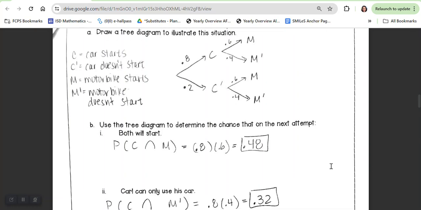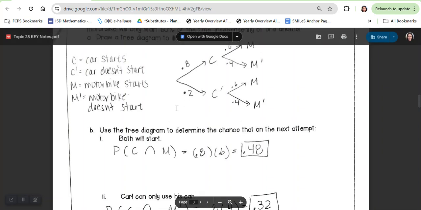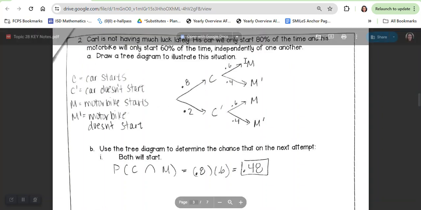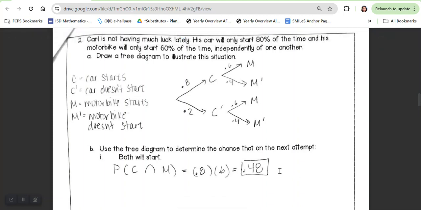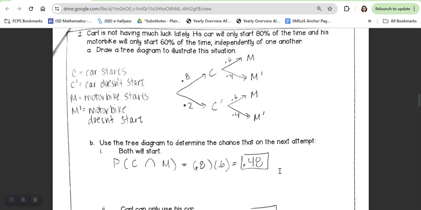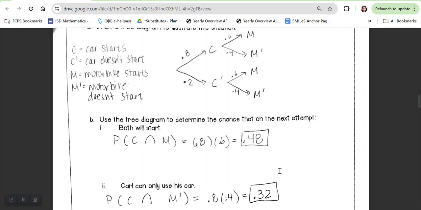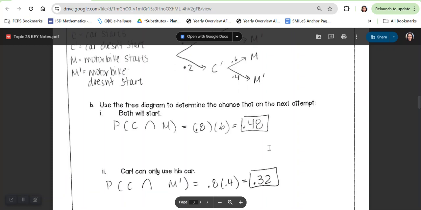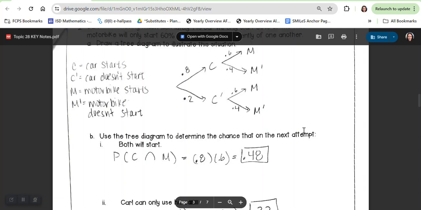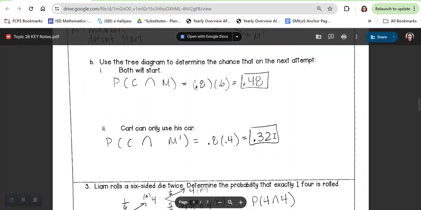Using the tree diagram, determine the chance that on the next attempt they both will start. So you're going to multiply those two probabilities together. The probability of C times the probability of M, and there's a 48% chance, which is 0.48, that they'll both start on the next attempt. Probability that the car will start but not the motorbike, and so we have to go to car and then not motorbike and multiply those two probabilities together. 0.8 times 0.4. And that's where we get the 0.32 probability.